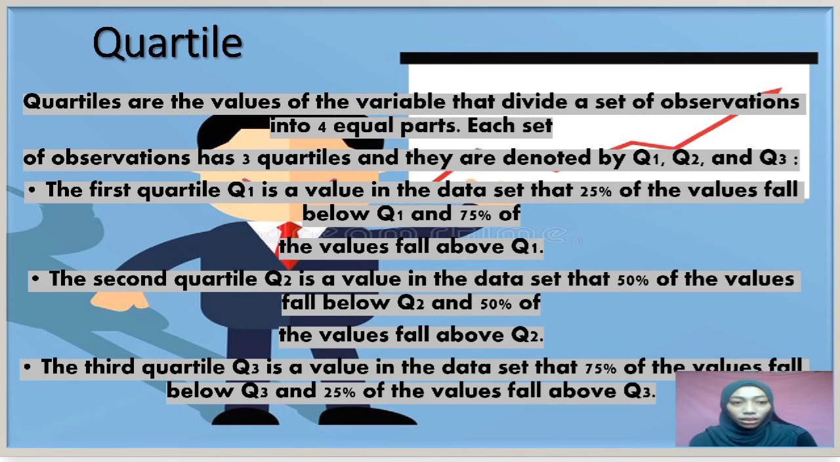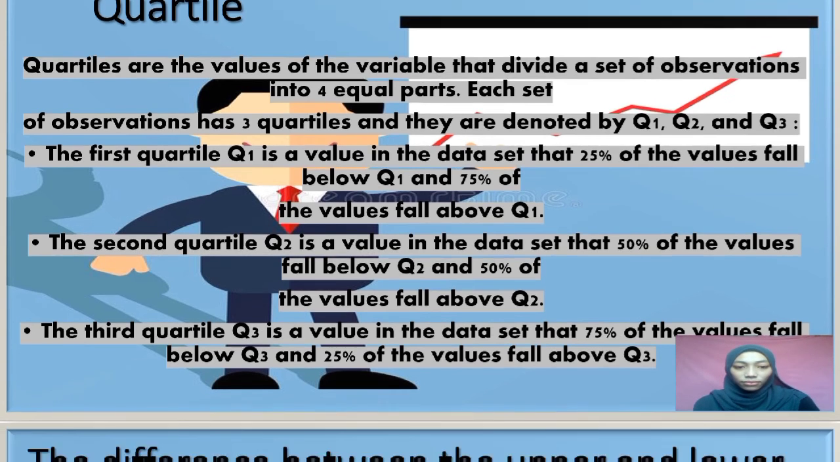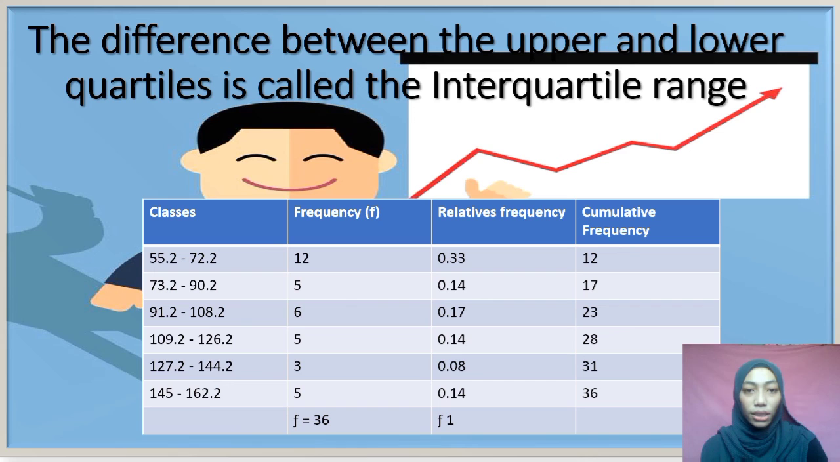Quartiles. Quartiles are the values of the variable that divide a set of observations into four equal parts. Each set of observations has three quartiles, denoted by Q1, Q2, and Q3. The difference between the upper and lower quartiles is called the interquartile range.